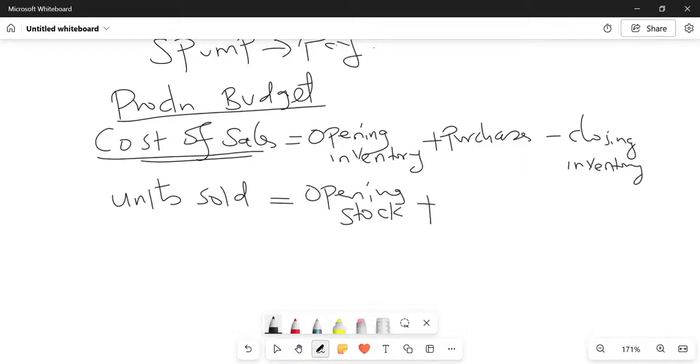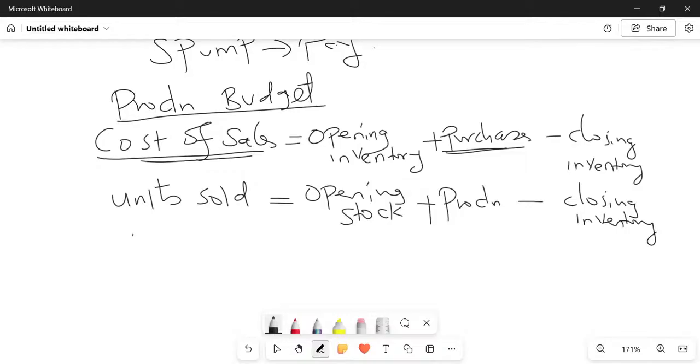Plus, but now remember, for management accounting, these units we are selling, we are producing them internally. We are a manufacturing firm, and if you're a manufacturing firm, then we cannot use purchases here. So here we are using what we call production, minus closing inventory.